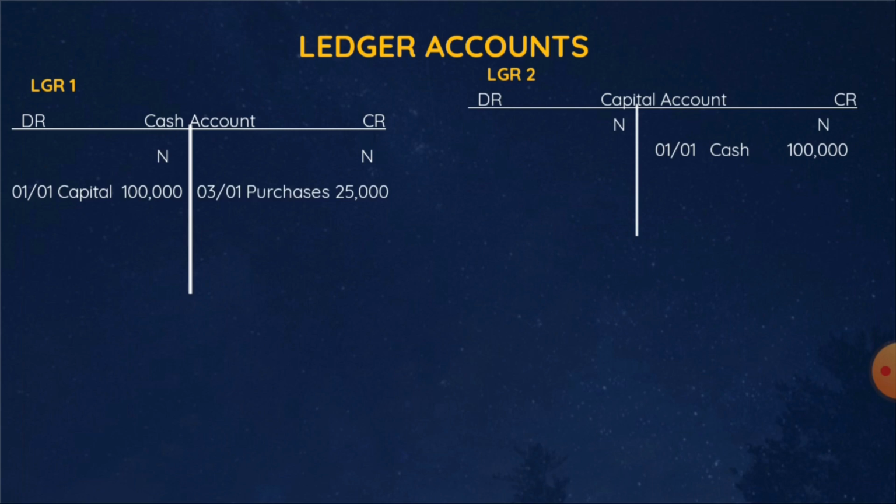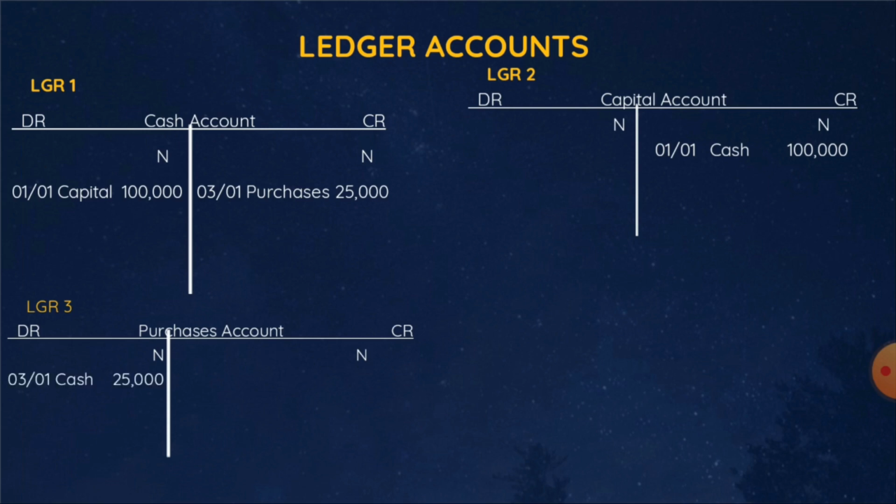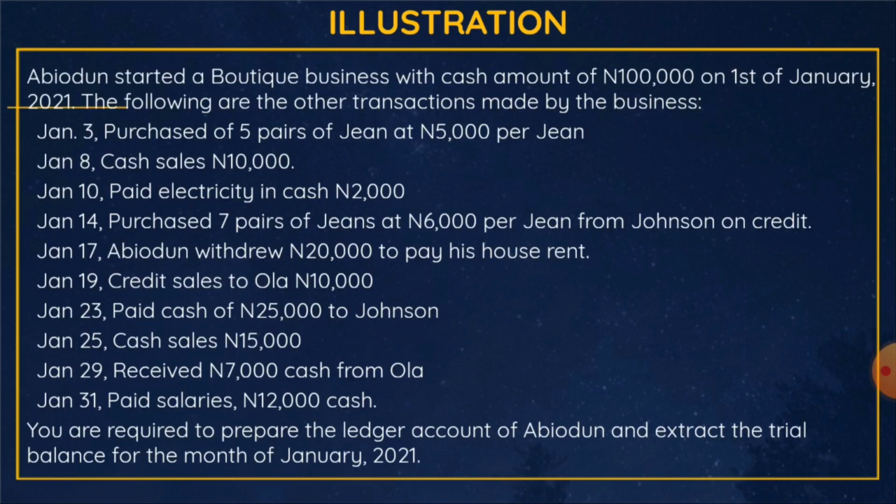We don't have a purchases account, which means we are going to open a ledger for the purchases account. That is going to be ledger number 3, purchases account. This time, we are debiting the purchases account with what? Cash, 25,000 naira. So that completes the double entry for the second transaction. Let's move on to the next transaction.